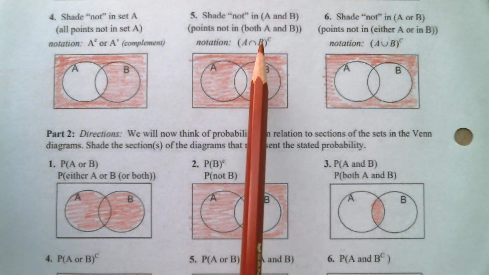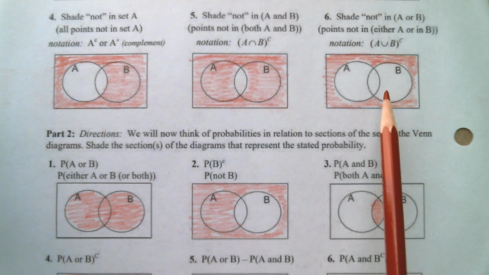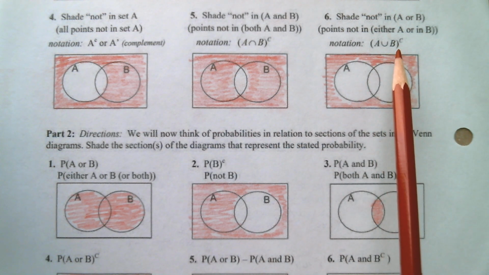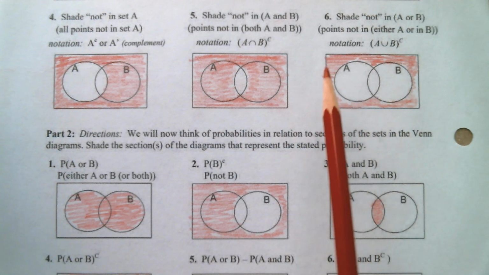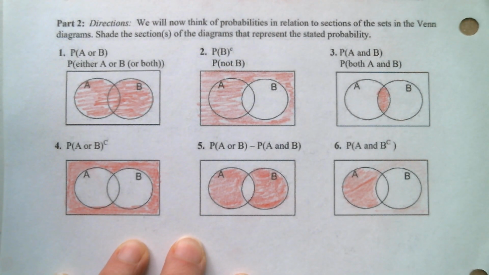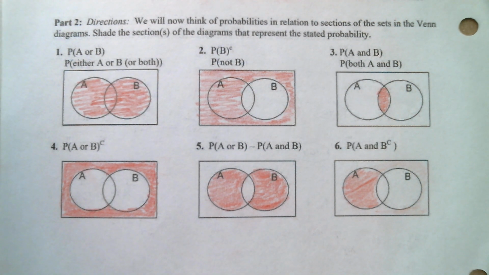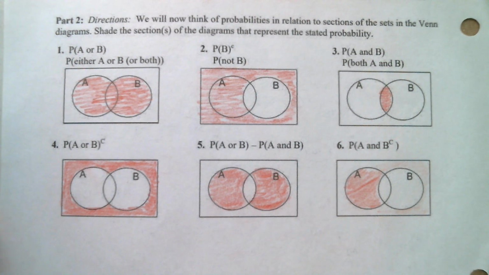The complement of A and B would be everything outside of the overlap area. The complement of A or B would be everything outside the two circles. And then the remaining 6. All right, so now I'll go back and explain. So again, if you had no problems, you can just stop the video, go on to the next assignment.